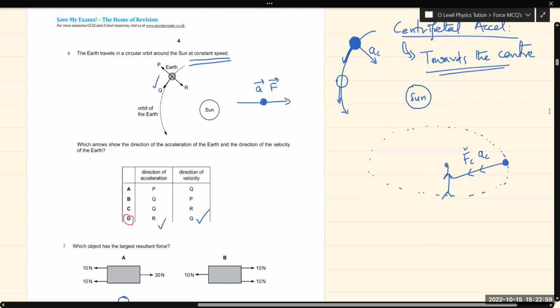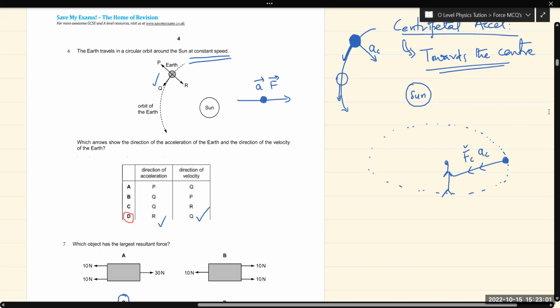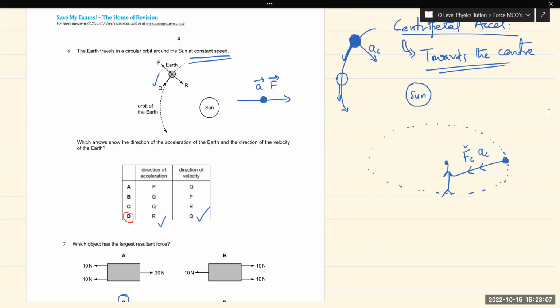Question 6: the Earth travels in a circular orbit around the sun at constant speed. Constant speed से sun के around move कर रही है. ठीक है, तो which arrow shows the direction of the acceleration of Earth and the direction of velocity of the Earth? ठीक है, तो acceleration of the Earth is towards the center. ठीक है, और velocity जो है वो टेंजेंशियल है, हर पॉइंट पर डिफरेंट उसकी डायरेक्शन है.